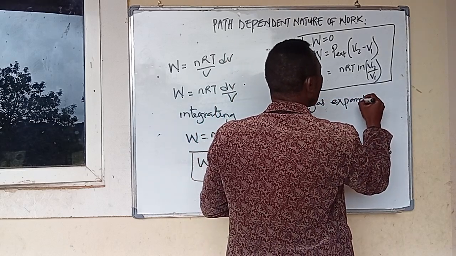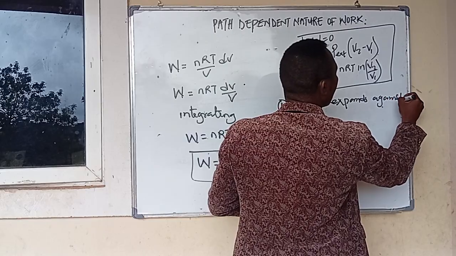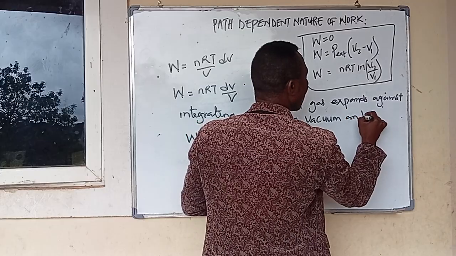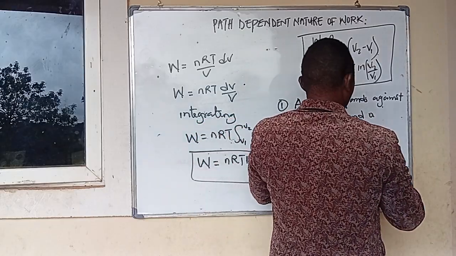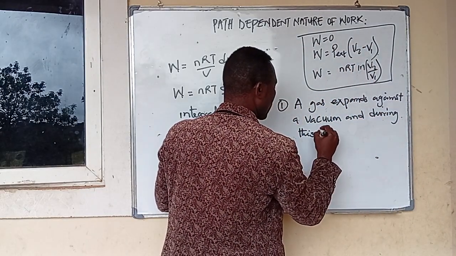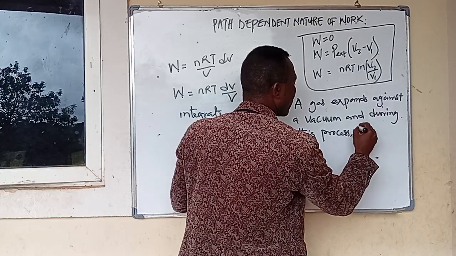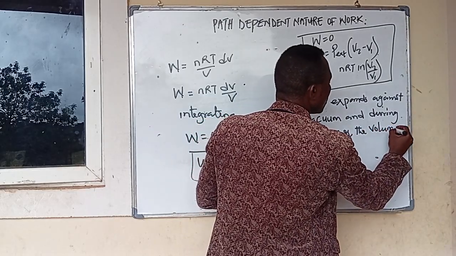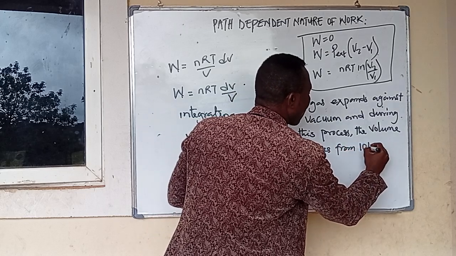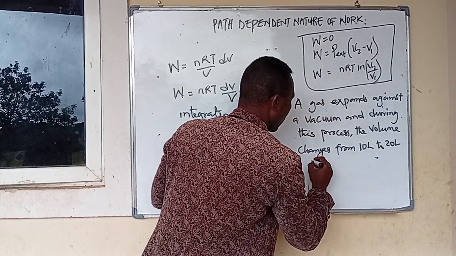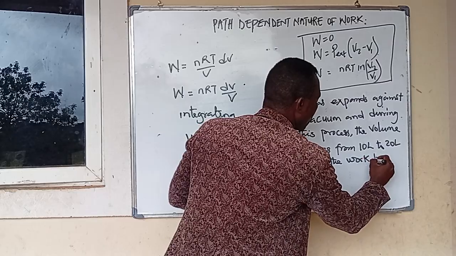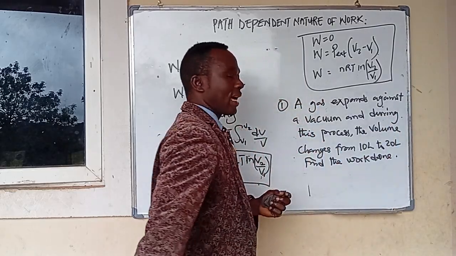Okay, a gas expands against a vacuum, and during this process, the volume changes from 10 liters to 20 liters. Find the work done by the gas.